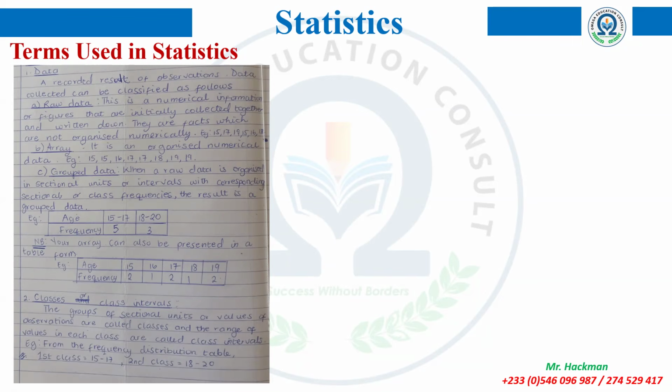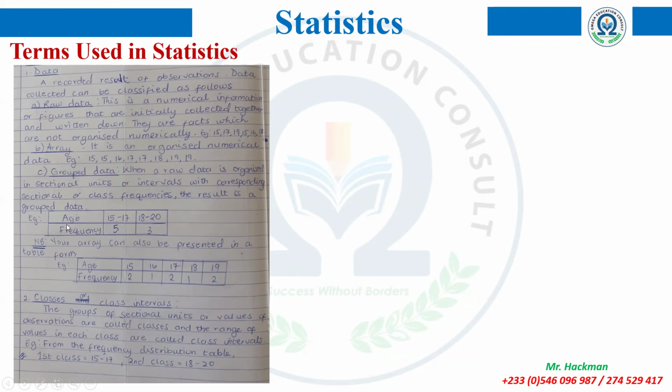However, you can see there that your array can also be represented in a table form. If you represent your array in a table form, then we'll be talking about what? An ungrouped frequency distribution table. But if your data comes in the grouped form, then the frequency distribution table that you have there will be a grouped frequency distribution table.